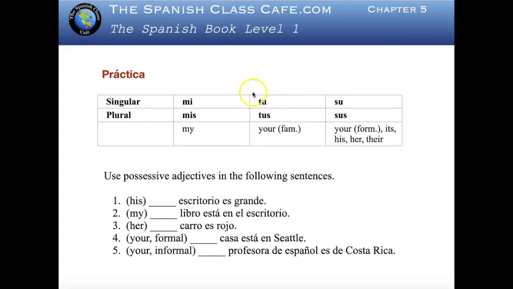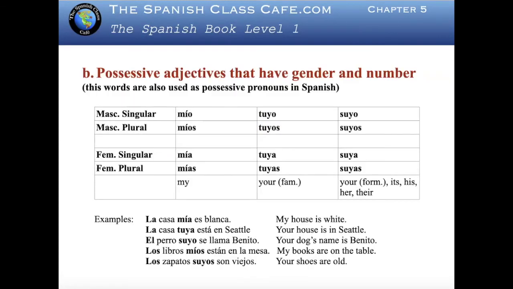Now, notice that this is a possessive adjective and does not have the accent mark on the u. If it was a personal pronoun, it does have an accent mark on the u. The you that is equivalent to tú has an accent mark, but the your does not have an accent mark. Okay, let's go to the next group of possessive adjectives.